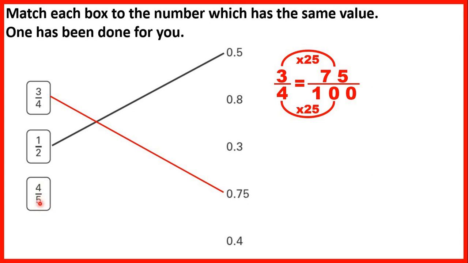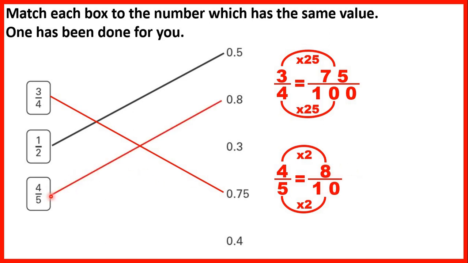Now 10 is in the 5 times table, so we can find an equivalent fraction to 4/5, which has a denominator of 10. 5 times 2 is 10, and 4 times 2 is 8. So 4/5 is the same as 8 tenths, so that's the same as 0.8, because this 8 after the decimal point tells us that we have 8 tenths.